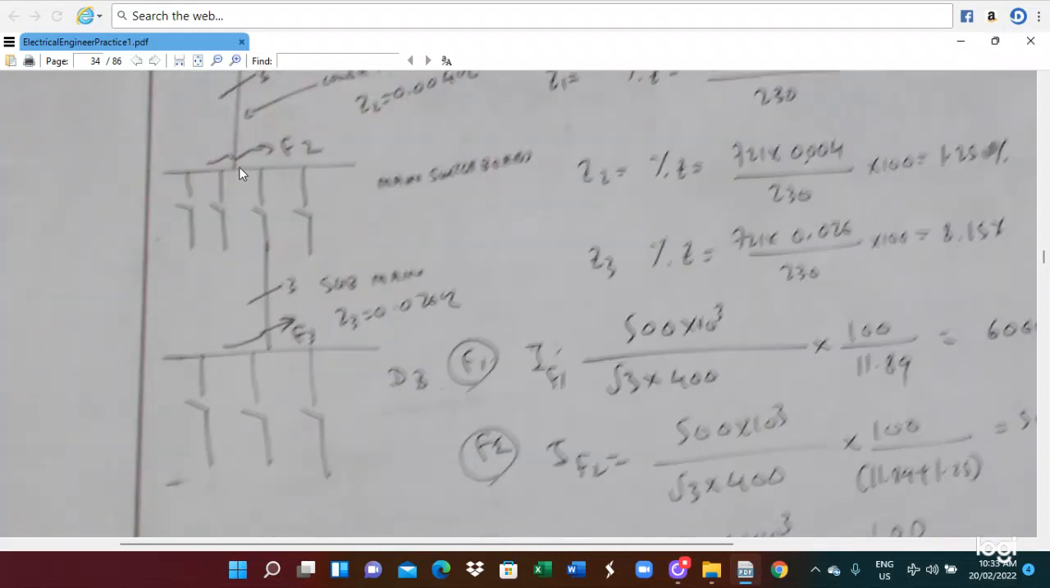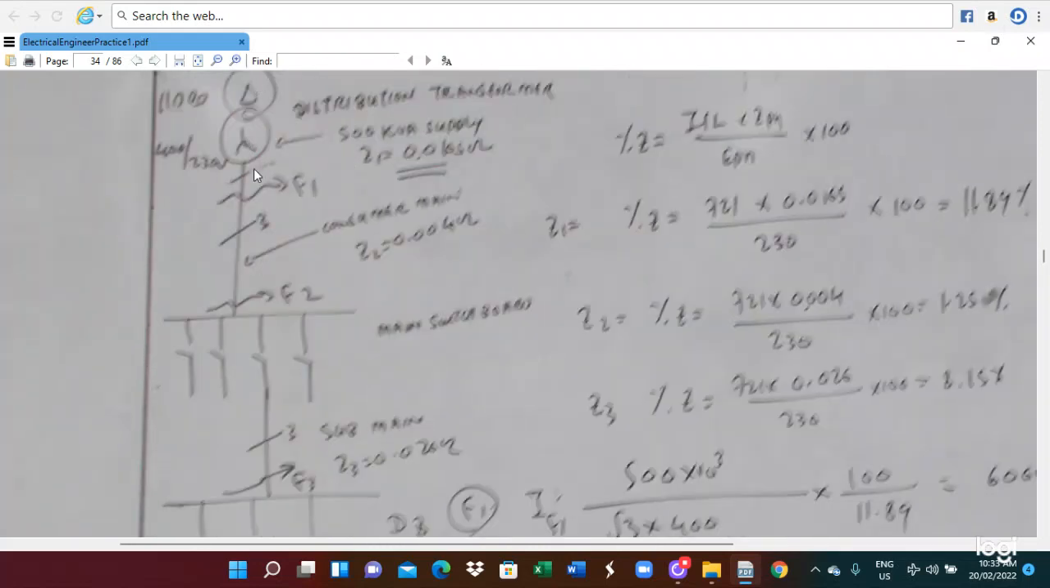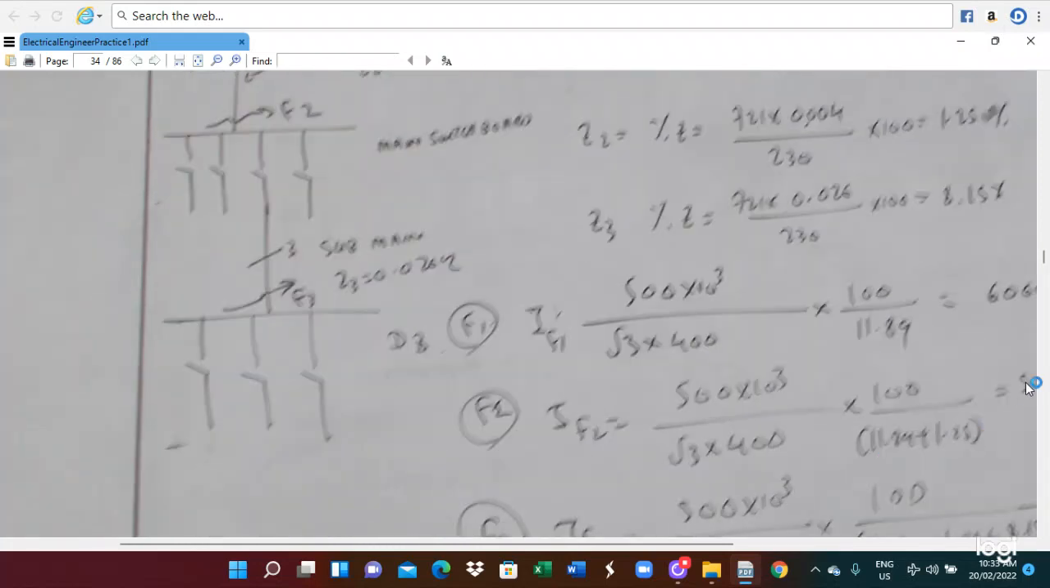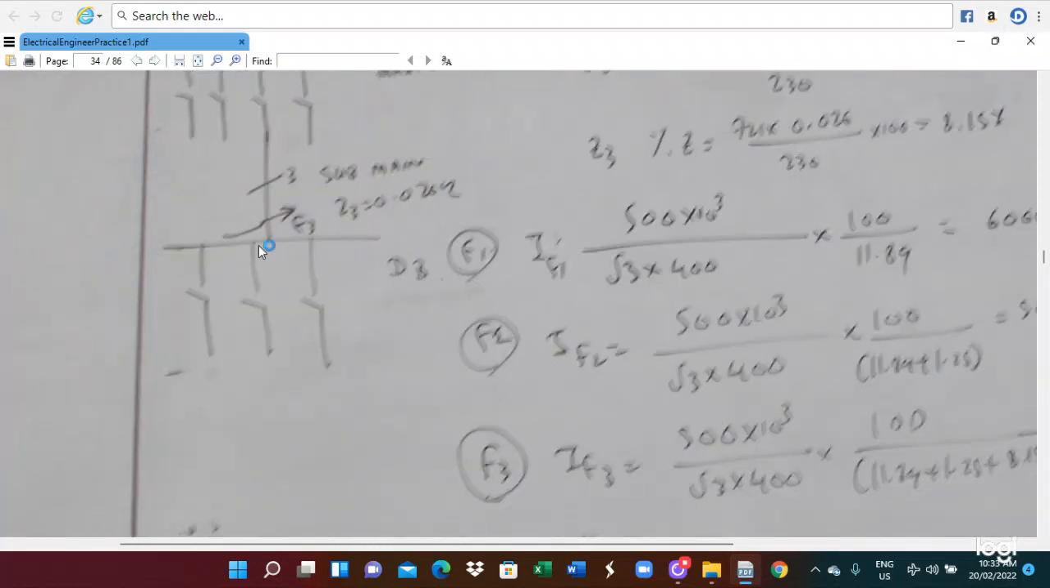11.89. So this one is the transformer impedance and the line percentage impedance. Transformer impedance is 11.89, line impedance is 1.25. So 11.89 plus 1.25, we calculate it. And also this one for current.